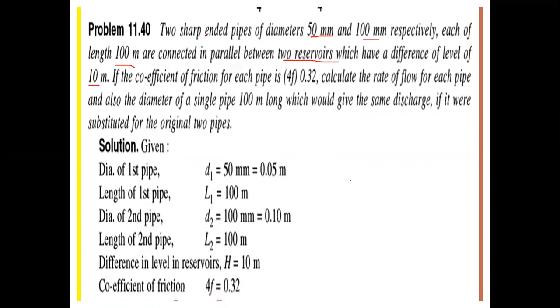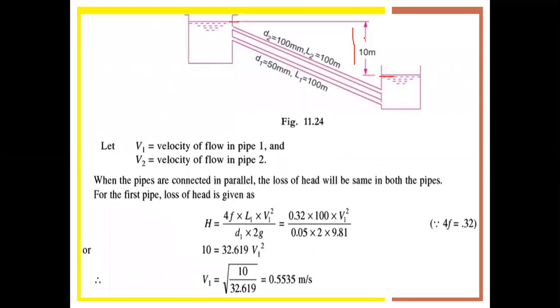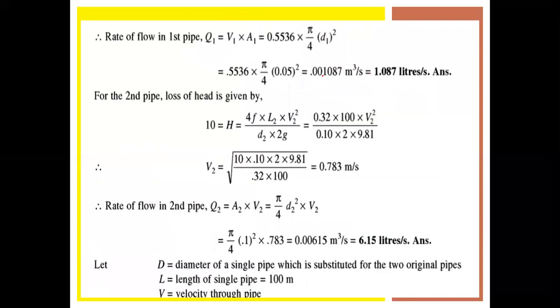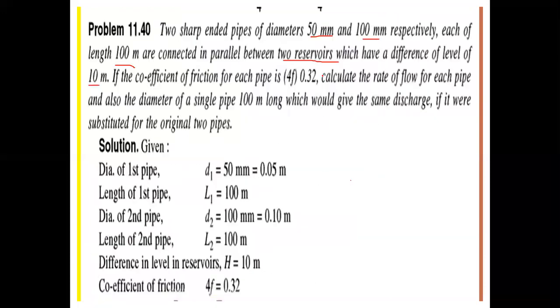Then what is it saying? The sharp-ended pipes have diameters 50 mm and 100 mm. One pipe is 50 mm diameter, the other pipe is 100 mm diameter. The length of both pipes is the same. Therefore, if the coefficient of friction for each pipe is 4F equal to 0.32, calculate the rate of flow, discharge through each pipe, and also the diameter of the single pipe 100 mm long which would give the same discharge if it were substituted for the original two pipes.